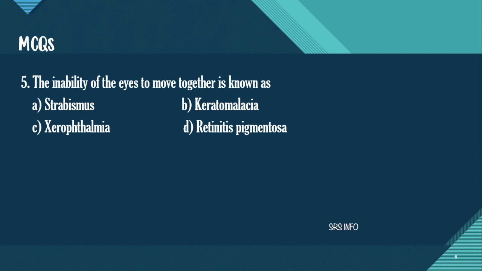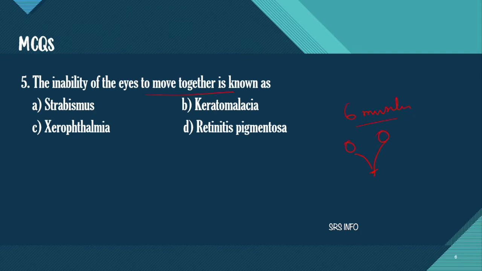Next, the inability of the eyes to move together is known as. See, there are 6 muscles around our eye which work as a team. This team of muscles allows both eyes to focus on the same object. Okay, both the eyes look at the same object. This is made possible by the muscles. This is all about muscle control, not the strength of muscles.